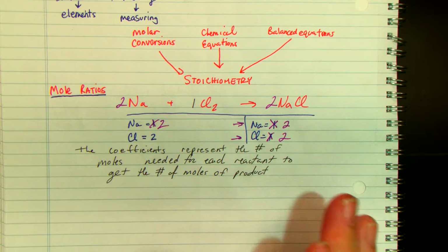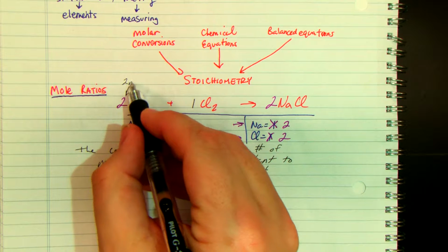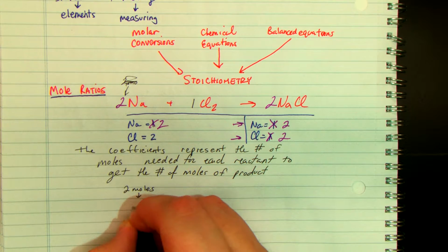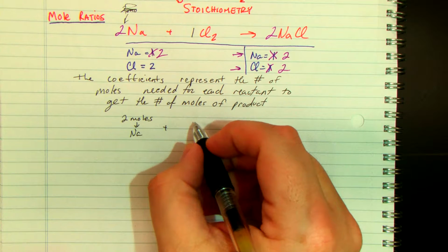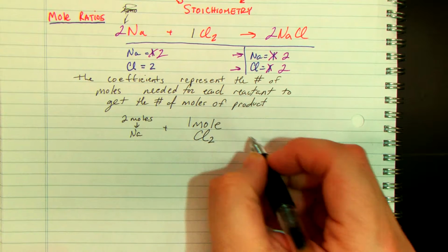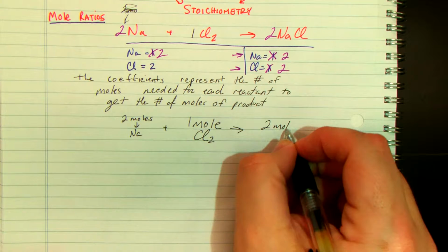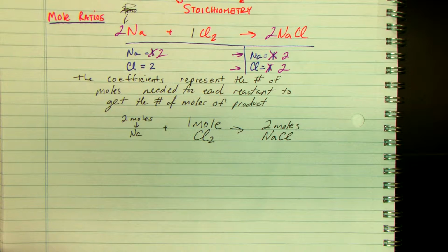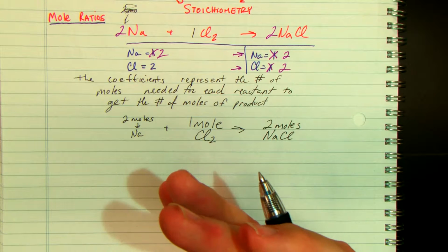So this is what it's saying. You have 2 moles of sodium plus 1 mole of Cl2 is going to get me 2 moles of NaCl. And from here, we can develop what we call mole ratios. And they're basically conversion factors.